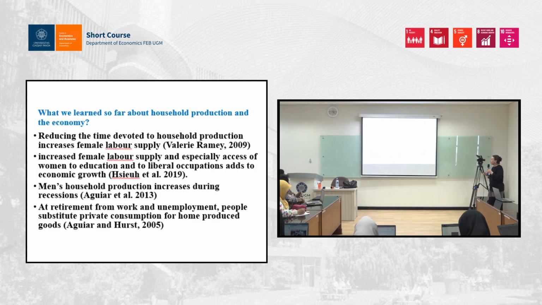So we have learned, apart from all the things that you have learned, I hope, in the introduction, that reducing time devoted to household production helps increase female labor supply. The fact that female labor supply increases, especially women's access to high-skilled occupations, adds to economic growth. We have learned that men's household production can also be responsive to some things, especially to the business cycle.